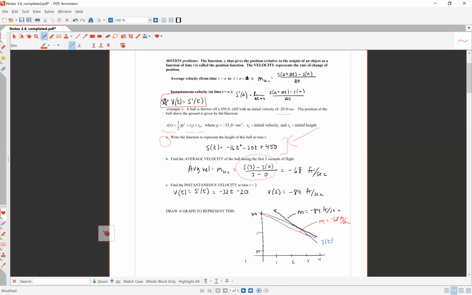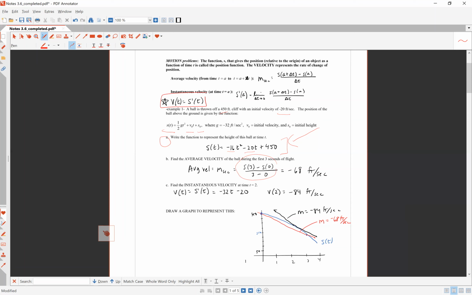And so you actually have to take the derivative. The derivative of S of t, well, the 450 goes away, so you get minus 32t minus 20, and now you just plug in 2 in there, and you're going to get the instantaneous velocity is minus 84 feet per second. So when we talk about velocity, we're talking about a rate. We want to know how many feet per second it is. In this case it's negative, so it's going down.